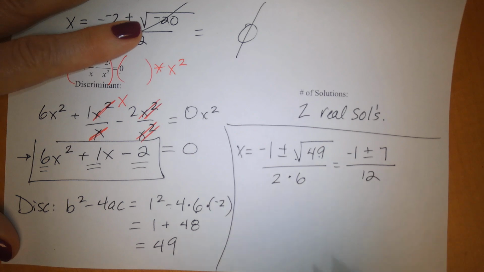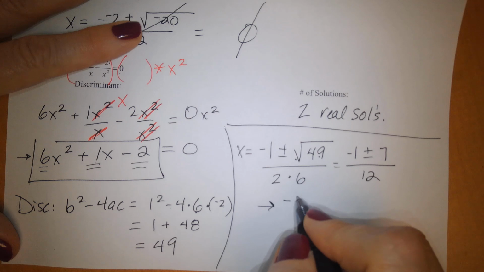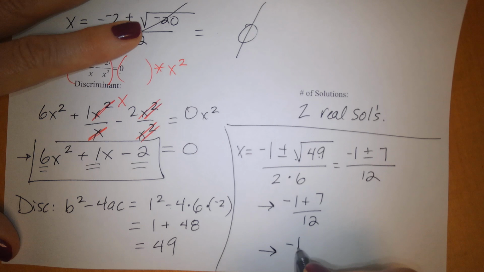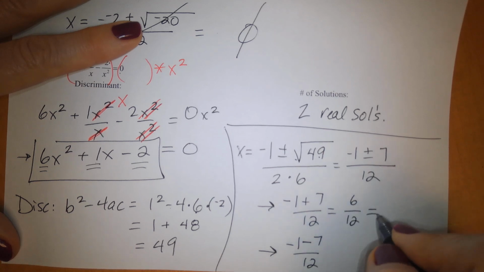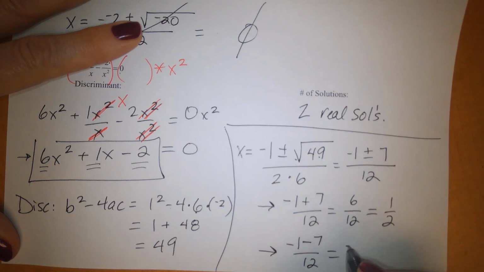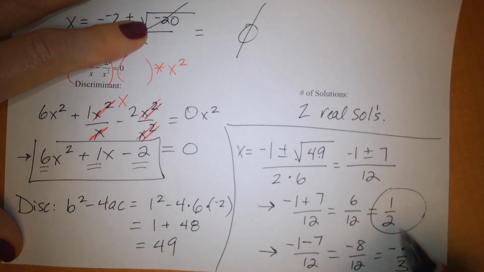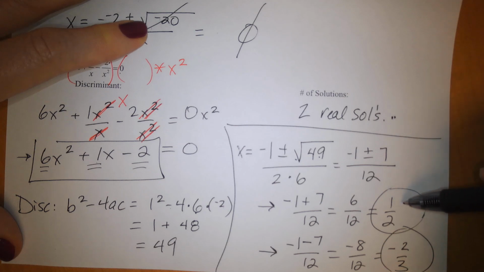So we actually have 2 answers. We're going to have one answer located at negative 1 plus 7 over 12, and then another answer at negative 1 minus 7 over 12. So our first answer will be at 6/12, which is 1/2, and our other one will be at negative 8/12, which is negative 2/3. So we have 2 real solutions, and they're located at 1/2 and negative 2/3.